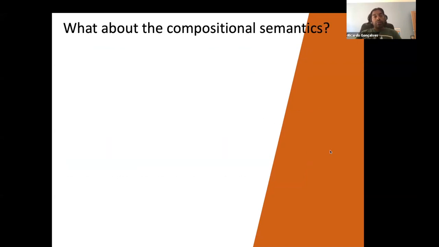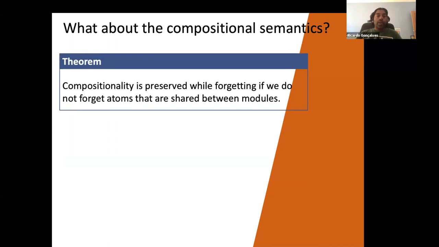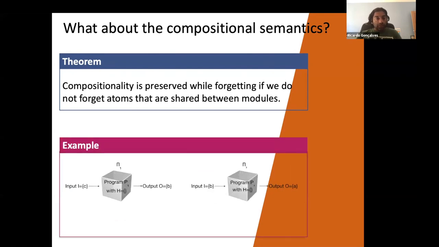Now we have seen how to forget in one particular model. What about compositional semantics? Suppose we have several models. Does forgetting first from each model and then using composed semantics give the same as composing first and then forgetting? And we have shown this is true, but only for atoms that are not shared between models. So just take a look at this example.